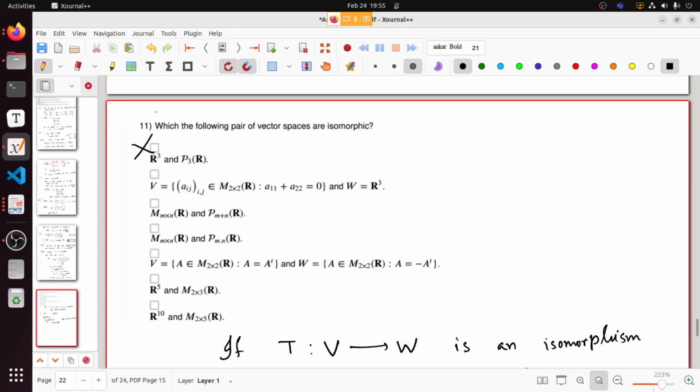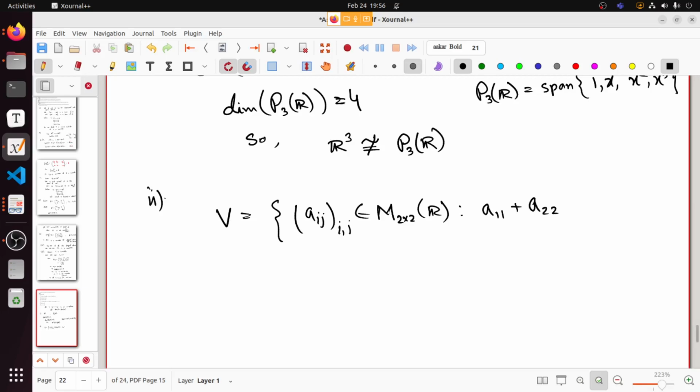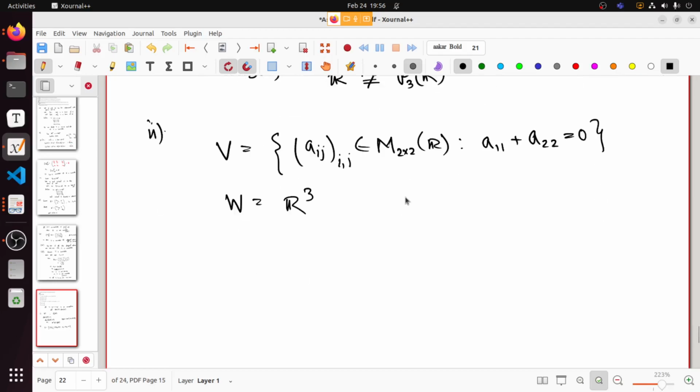So let's check the second option. V and W are given. What is it? V is given as the set of 2 cross 2 matrices Aij such that A11 plus A22 is 0. And W is given as R3. So what will be the dimension of V?